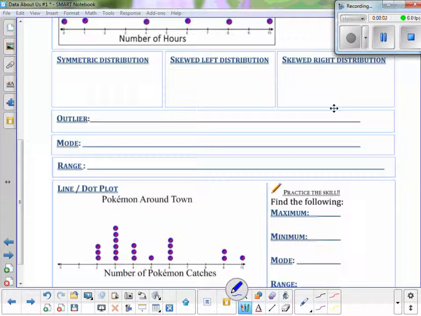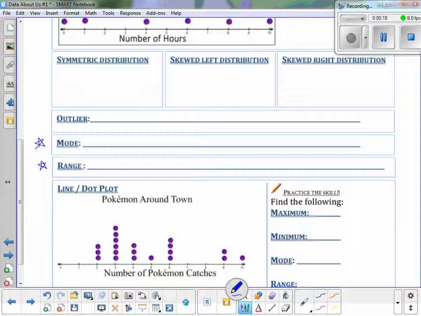So today, the two big vocabulary words that we're going to focus on are mode and range. By the end of today, you need to be able to tell me what the mode and the range are for a set of data.